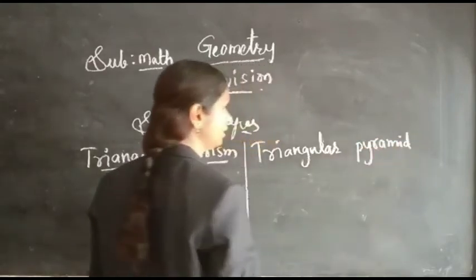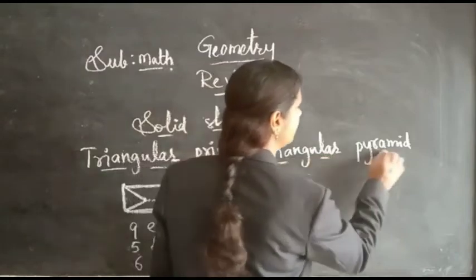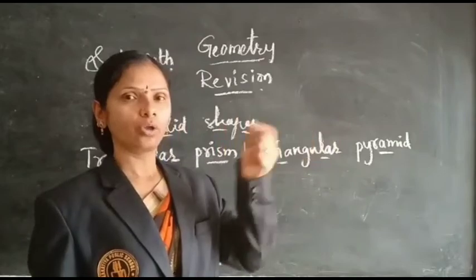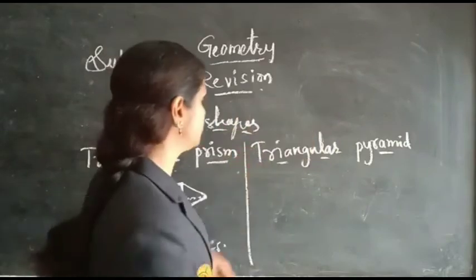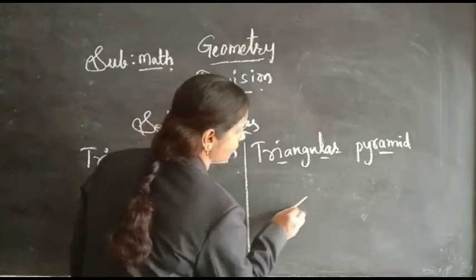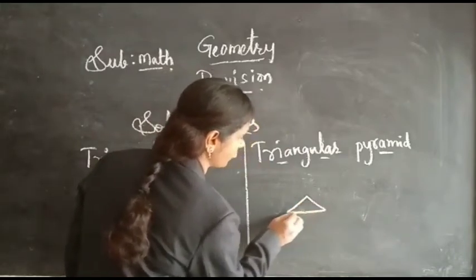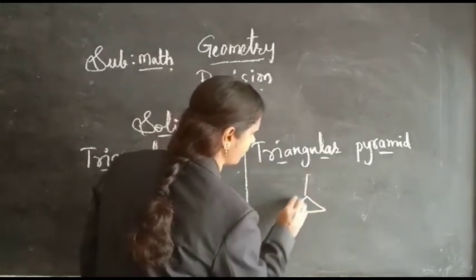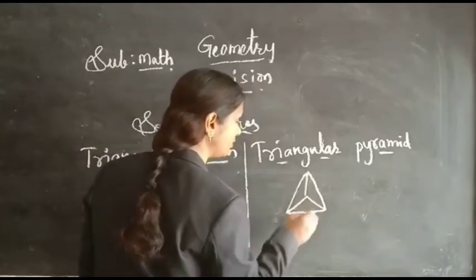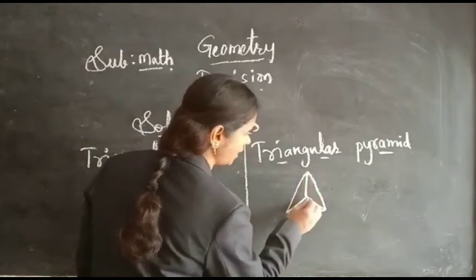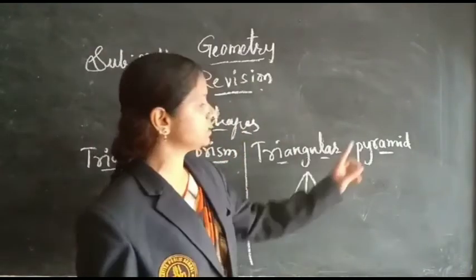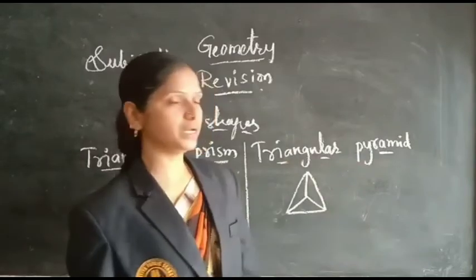Next, triangular pyramid. Triangular pyramid, children. See, a pyramid is one that at the top should have one vertex, or one tip. See, this is a triangular pyramid, and why are we calling it a triangular pyramid? The base has a triangular shape and at the top it has one tip, so it is a triangular pyramid.